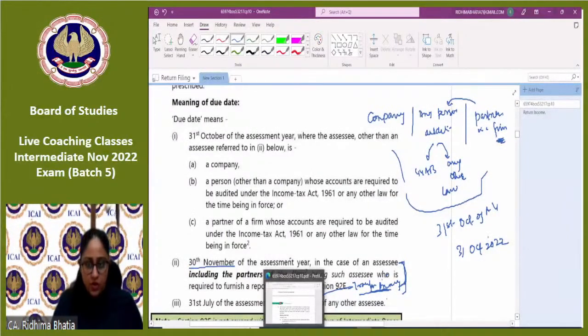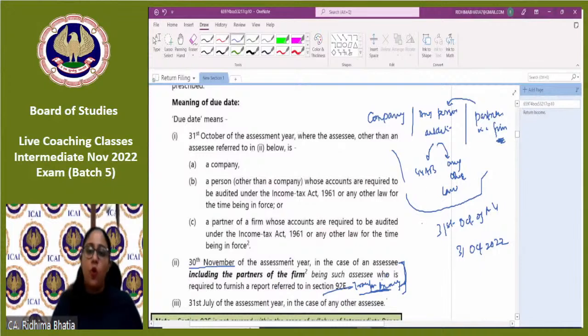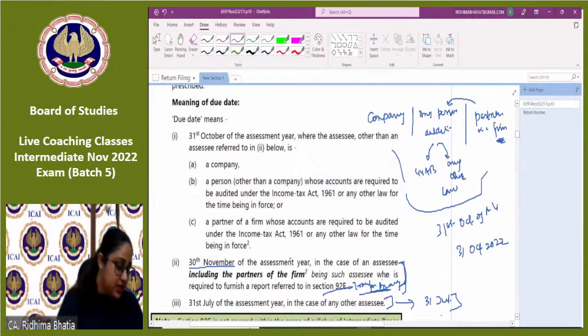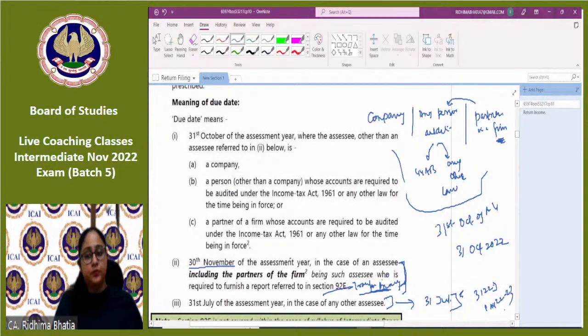And if you're not covered in any of these scenarios, that is आपका audit नहीं होता, or you're a firm जिसका audit नहीं होता, or any assessee जिसका audit नहीं होता, then 31st July, which is about to approach, would be your due date. So ask your parents whether they have filed the return of income or not, because if they're not falling under this category, they should file their income return by 31st July. For which assessment year? Assessment year 22-23. ठीक है, clear?